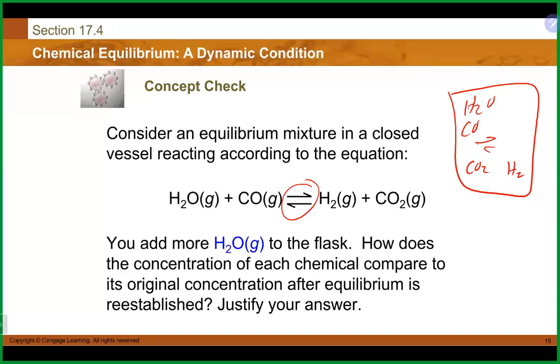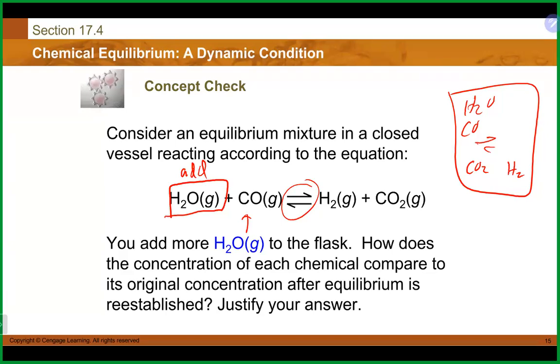And if I decided to add more water or steam to this container, how would all of the concentrations change in this case? So if I added some H2O in this case, which is over here, so if I added more of this guy, let's start with this one here. What would happen to the amount of CO in this case? Would it be more? Would it be less? Would it stay the same?